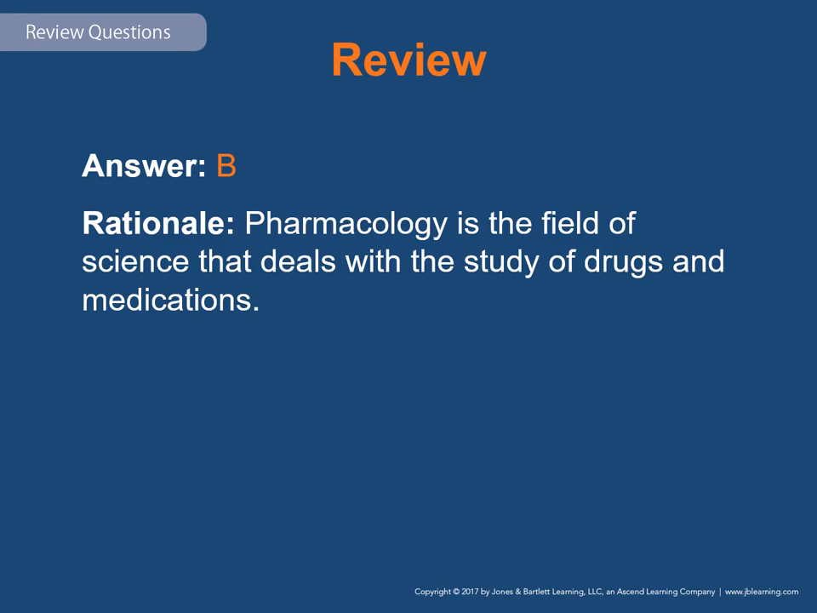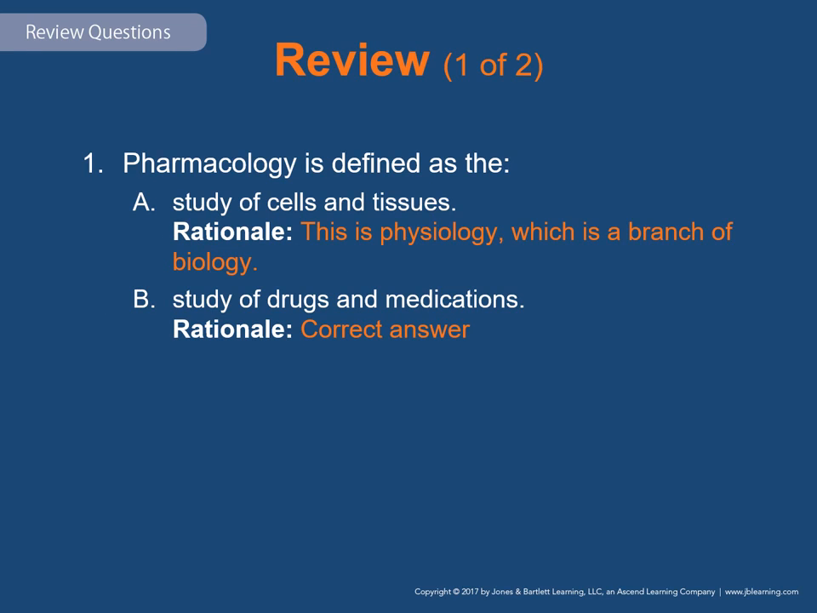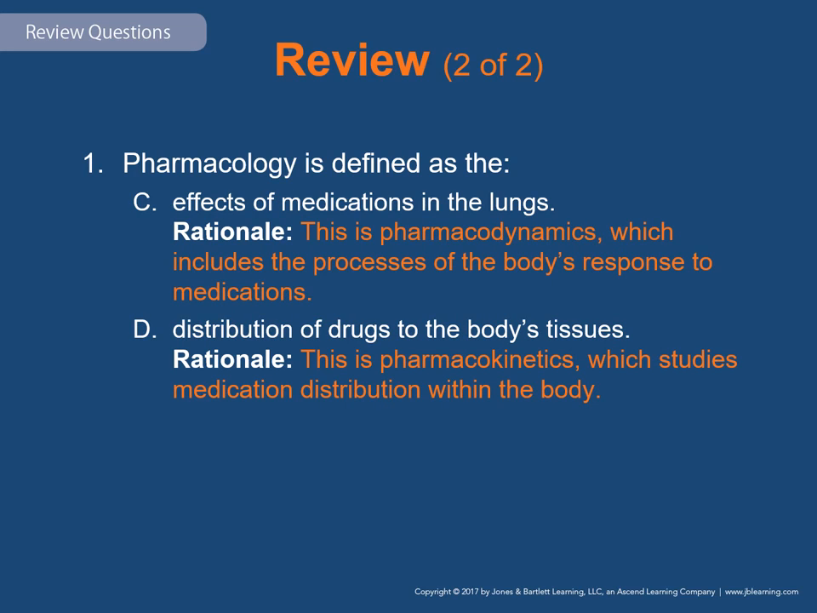Pharmacology is the field of science that deals with the study of drugs and medication. A is incorrect because study of cells and tissues is physiology, and that's a branch of biology. B, of course, is the correct answer. C is incorrect because the effects of medication in the lungs is pharmacodynamics, which is a different word altogether, and that is the processes of the body's response to medications. And D is incorrect because that is another definition, pharmacokinetics, which is the study of medication distribution within the body.